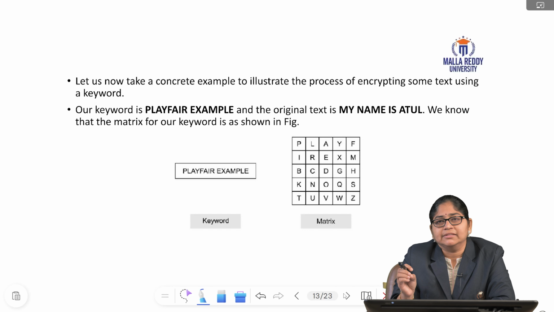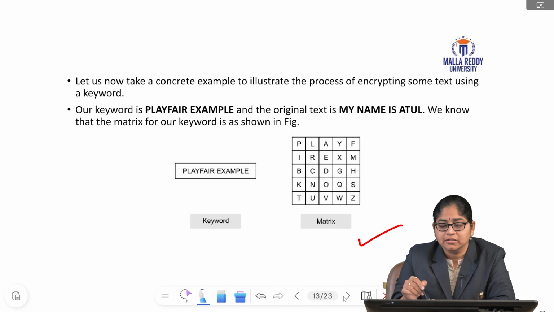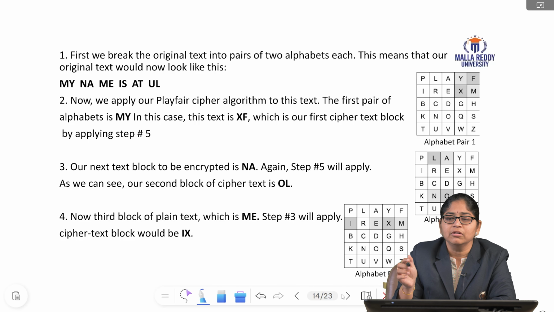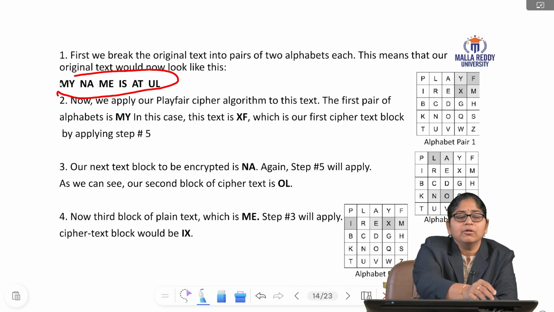So let us take one example in order to understand the Playfair encryption process here. So the plain text is, my name is Atul, and the keyword I have taken is Playfair example. So this is the keyword and this is the matrix for the Playfair example, and this is a 5 by 5 matrix. So now we will see the example. The plain text we have taken is, my name is Atul. So that my name is Atul, we are going to divide into pairs.